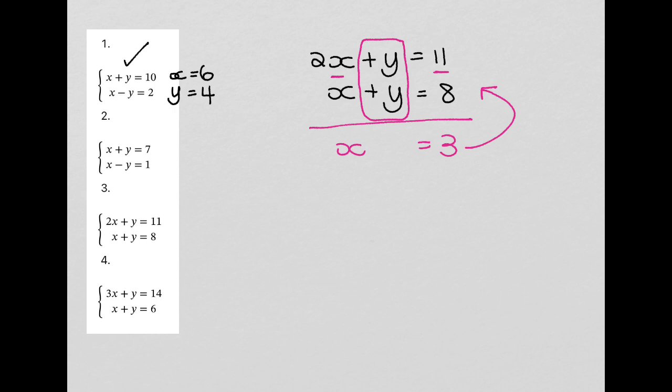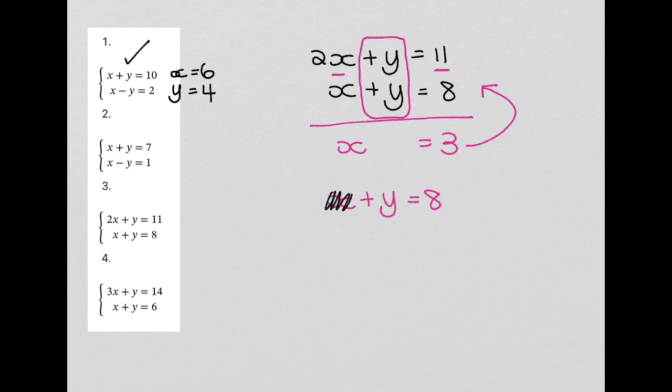Now remember I said it can go into any one of the two top equations. Well, I quite like the look of the second one because there's no extra numbers. So I'm going to say that x plus y equals 8. But what did I just figure out? I just figured out that x is 3. So I'm now saying 3 plus y equals 8. So if 3 plus y is equal to 8, then y is equal to 5.